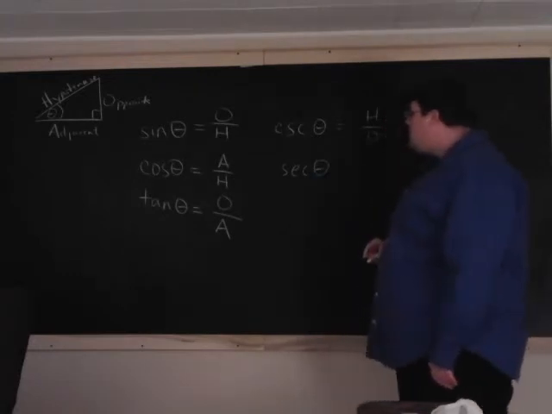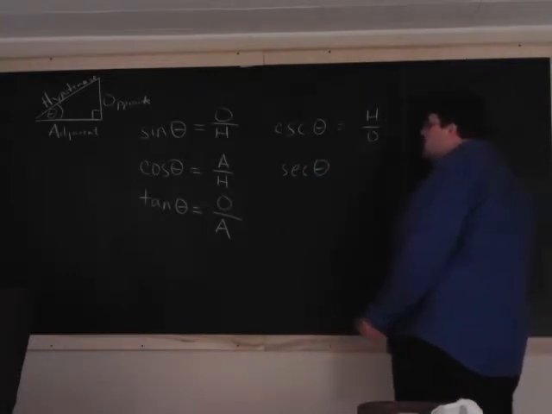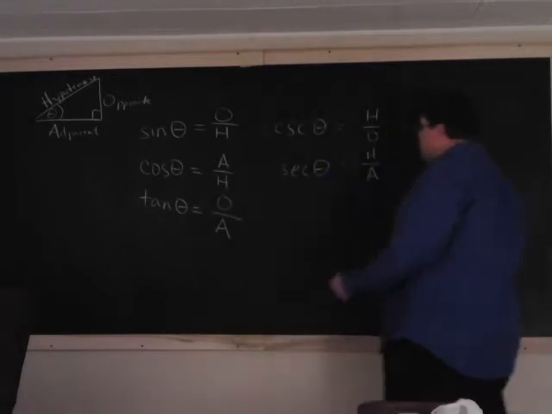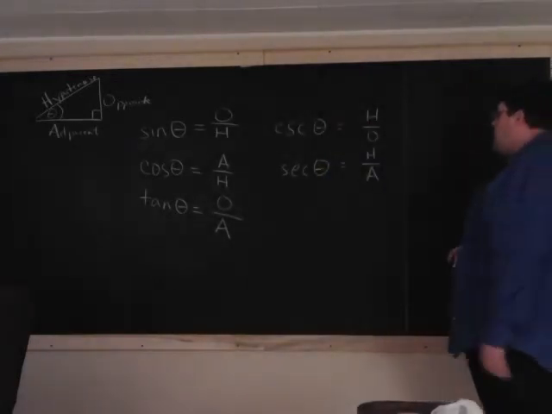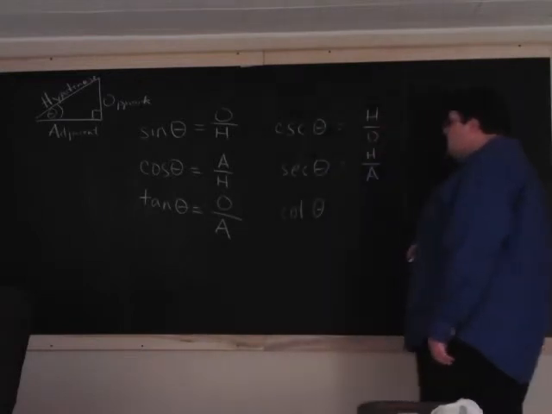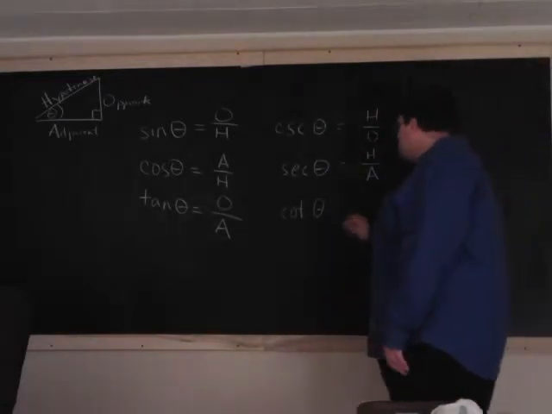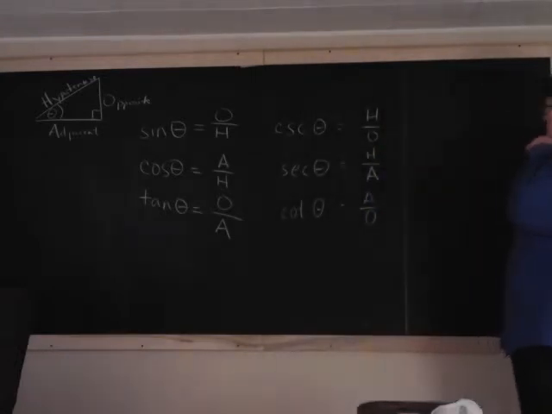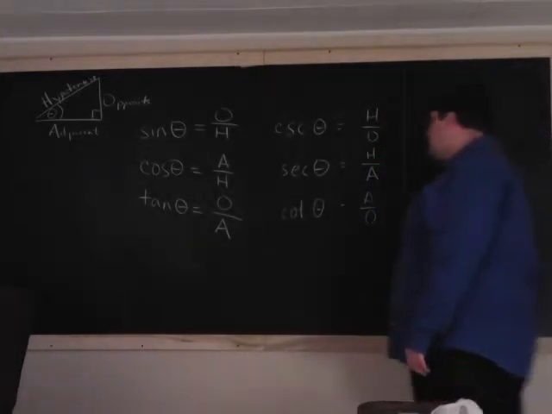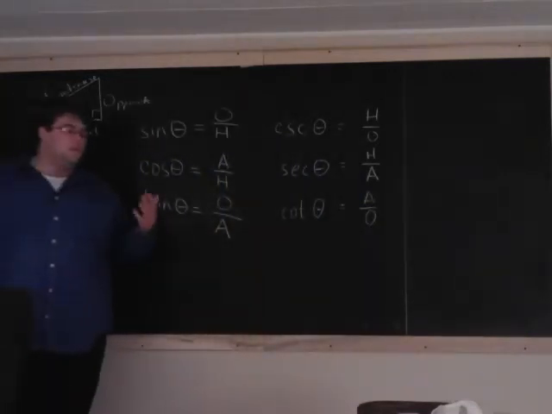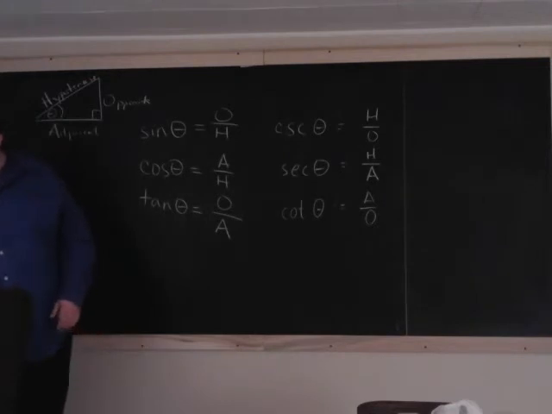Secant of theta, S-E-C-A-N-T, is the reciprocal of cosine. So that's hypotenuse over adjacent. And cotangent, abbreviated C-O-T, is the reciprocal of tangent. Adjacent over opposite. And of course that's the same as cosine over sine. So right here we have these definitions. We will use these several times.